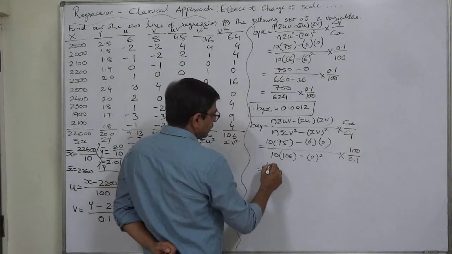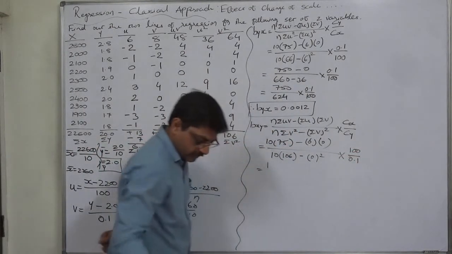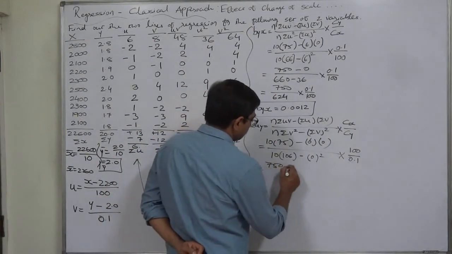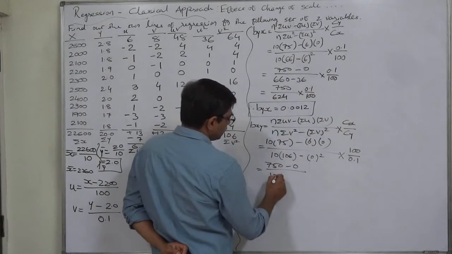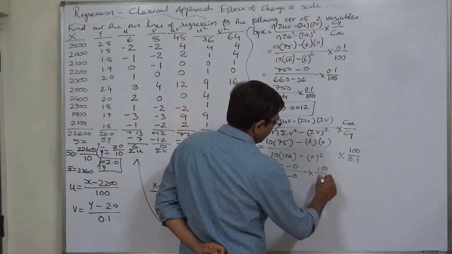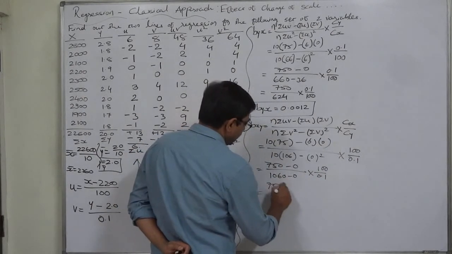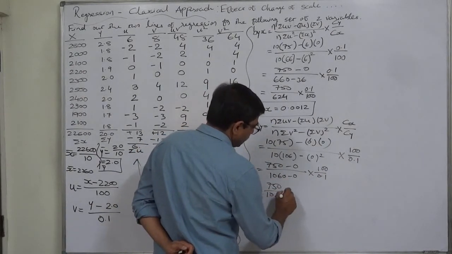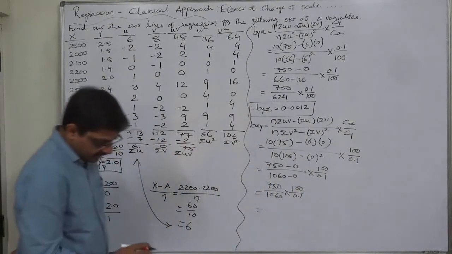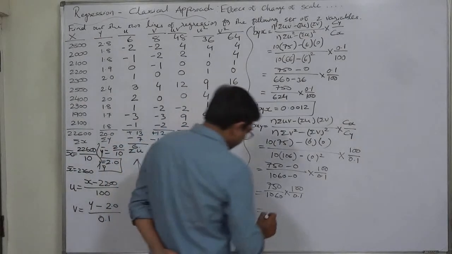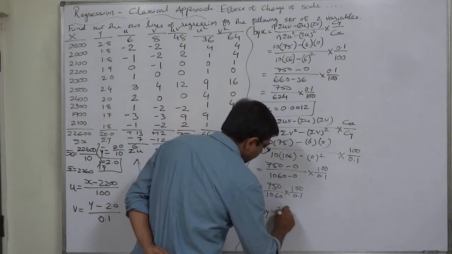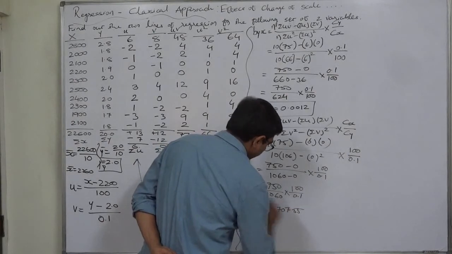So it is 750 minus 0 upon 1060 minus 0, into 100 upon 0.1. So it is 750 upon 1060 into 100 upon 0.1. Now use the calculator and the answer is 707.55. So bxy is 707.55.